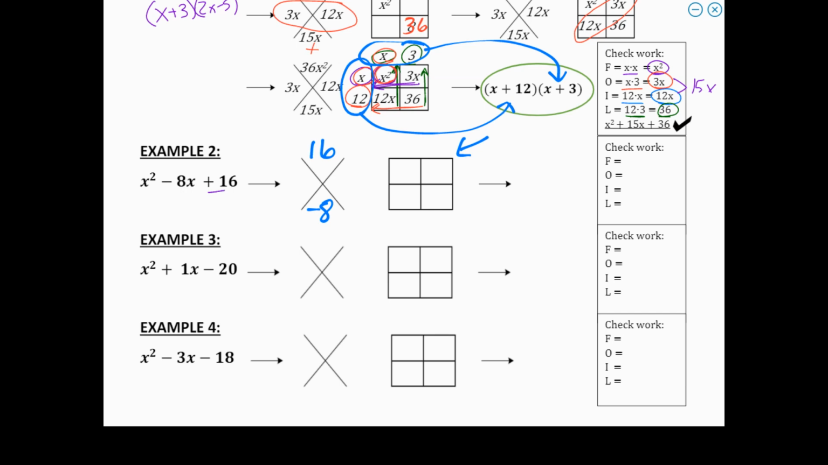So now I need factors of 16 that are going to add together to give me -8. 2. Okay, so 2 times 8 gives me 16, but does 2 plus 8? No. 4. Okay, so 4 times 4 gives me 16, but does it give me a -8? Oh, -4 times -4. Negative times a negative. Does that give me a positive 16 still? Yes. Does it add together to give me -8?